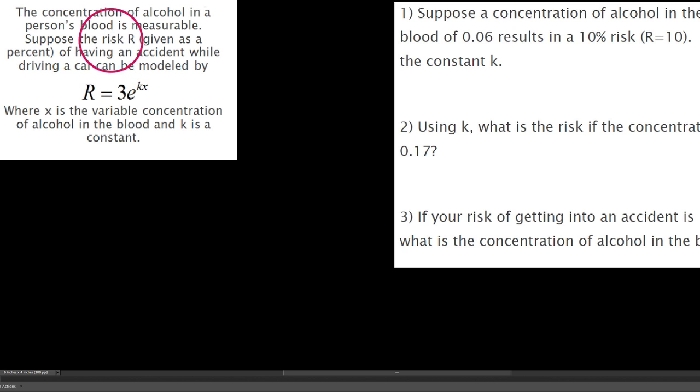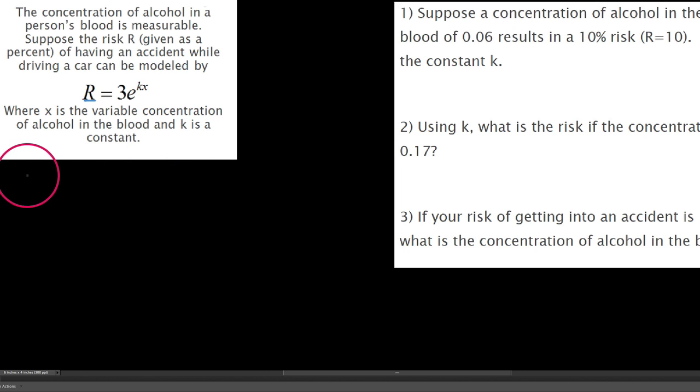So we're just going to jump right into what you could call an application situation of an exponential growth model, and take a look at what are the things that we're being asked to find on a regular basis. So we say the concentration of alcohol in a person's blood is measurable. Suppose the risk R, which is given as a percentage, of having an accident while driving a car can be modeled by this right here, where X is the variable concentration of alcohol in the blood and K is some constant.